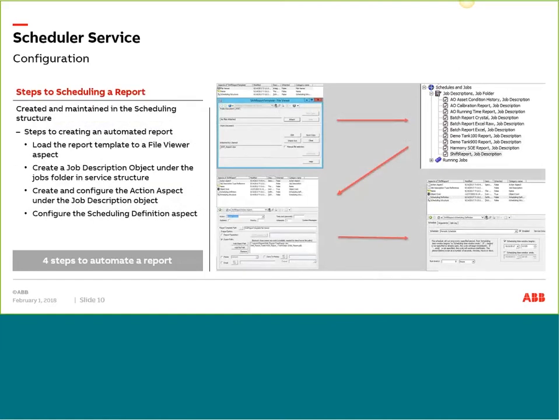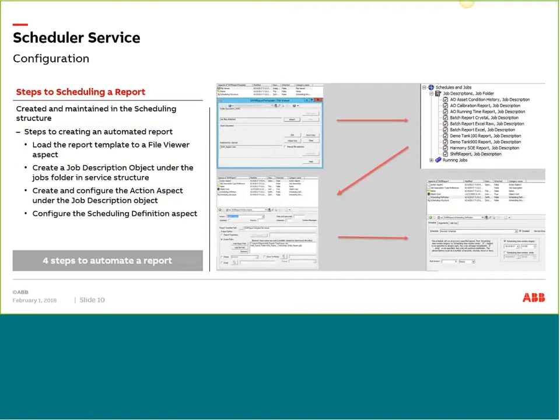So the steps to configuring this is 4. The first step is that we'll go to the scheduling structure. We're going to build and we're going to load our report that we just created. As you remember that 12-hour report that we just created, we're going to load that into a file viewer aspect. Next, we're going to go under the job descriptions object in the schedule structure, and we're going to create a job description in our job folder in that structure.